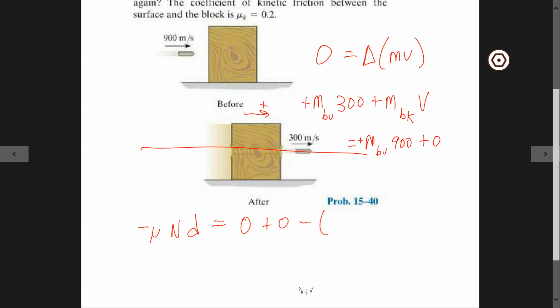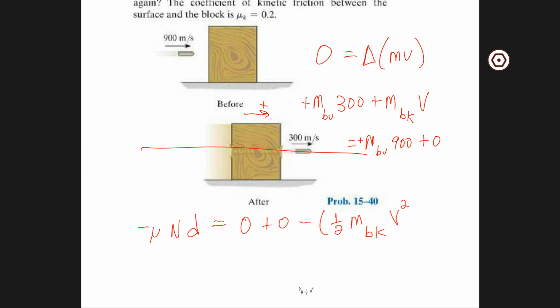Does it have any initial kinetic energy? After the bullet comes out, does it have any? Okay. One half mass of the block times speed squared. Does it have any gravity? No? Anything else? No? Okay. How many unknowns? One. How many equations? One. Right? Boom. You can find the distance. Piece of cake, right?